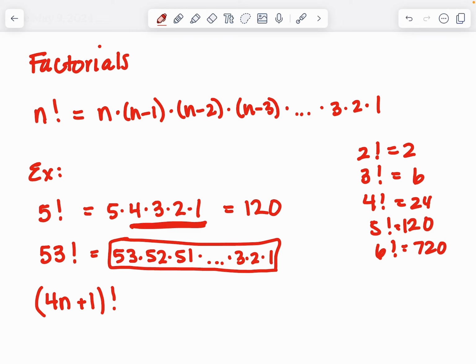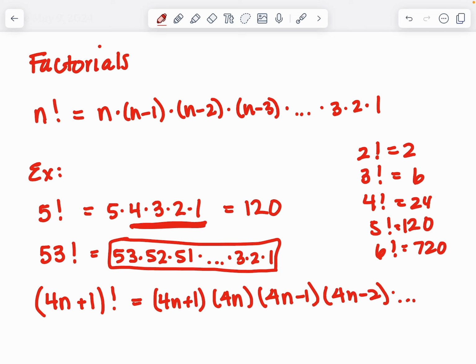All right, so what about this one? It's algebraic. What about 4n plus 1 factorial? Well, we would start with 4n plus 1, and then we would subtract. Now, we want to use parentheses to represent each number in this problem. So then I'd have 4n, because that would be 1 less than that. And then that would be 4n minus 1. And you could write 4n minus 2, and so on, down to 3, 2, 1. And that's how we could display 4n plus 1 factorial.